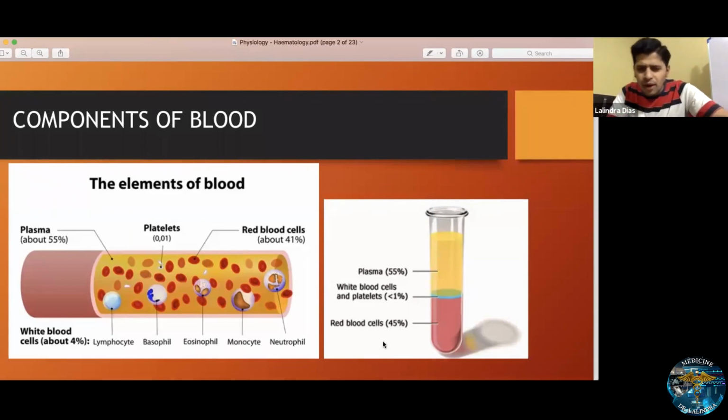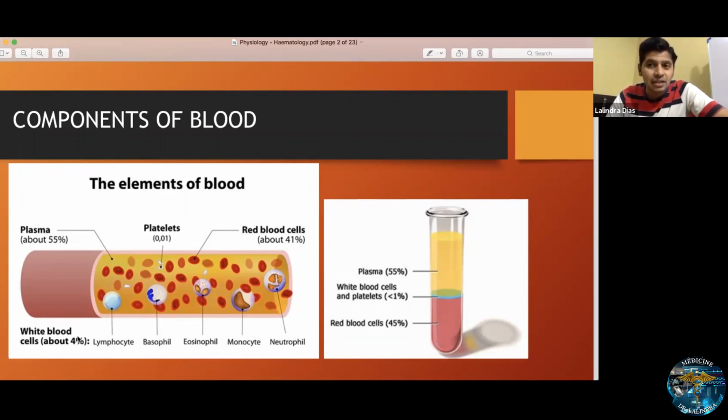And then you have your white cells. White blood cells comprise about 4% of your blood. So red cells 41% and white cells 4%. That is why your blood is not white colored. Why? White cells are only 4%. Your blood is red colored.